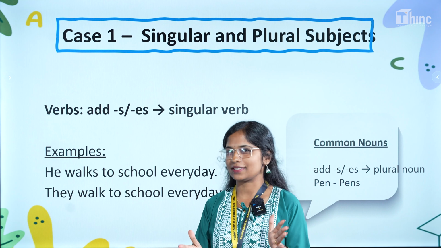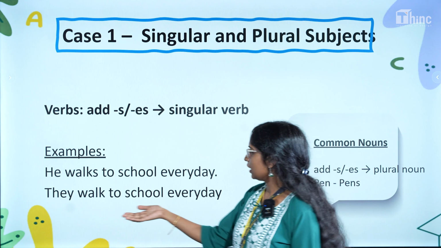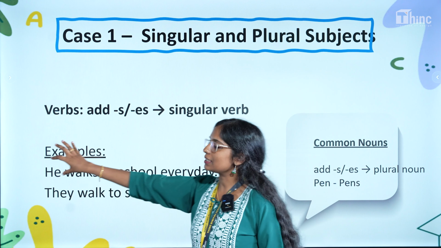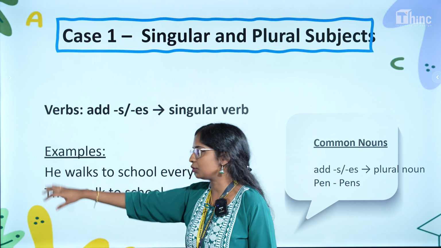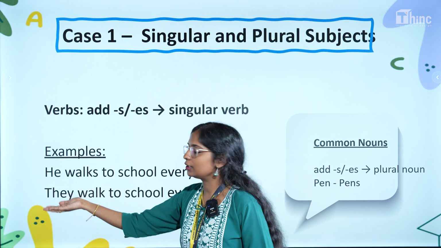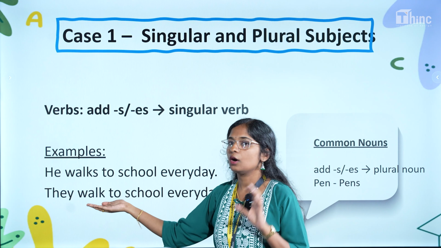So, how do we make the verbs singular and plural? Let us look at the two examples given here. He walks to school every day. They walk to school every day. What is the difference here? With the singular subject he, we used the singular form of the verb, which is walks. With the plural subject they, we used the plural form of the verb walk.